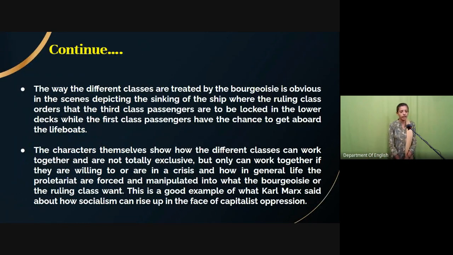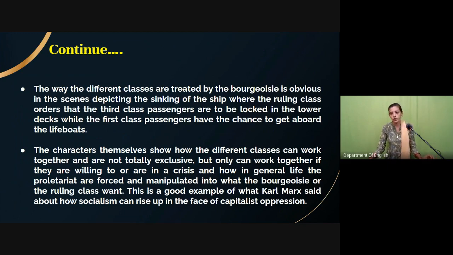The way the different classes are treated by the bourgeois is obvious in these scenes, depicting the sinking of the ship, where the ruling class orders that the third class passengers are to be located in the lower decks, while the first class passengers have the chance to get aboard the lifeboats.